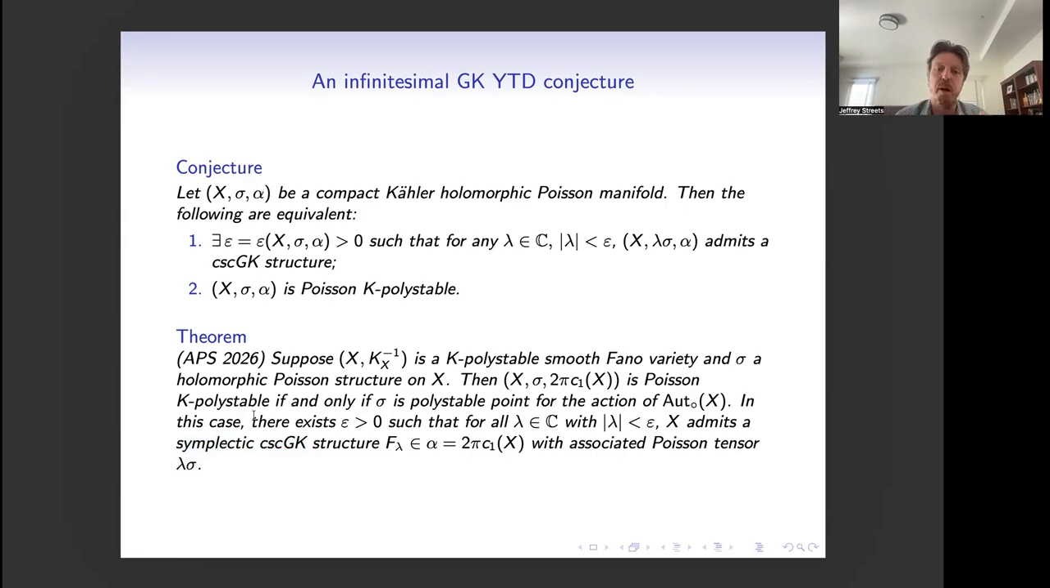So it's exactly what I was saying. When you have this very special Kähler manifold, a Kähler-Einstein one in particular, a K-polystable smooth Fano variety, we always have these Gualtieri deformations, which produce generalized Kähler structures for small values of sigma. We basically want to ask which of those admit cscGK. And the point is the answer is governed purely by this algebraic stability criterion.